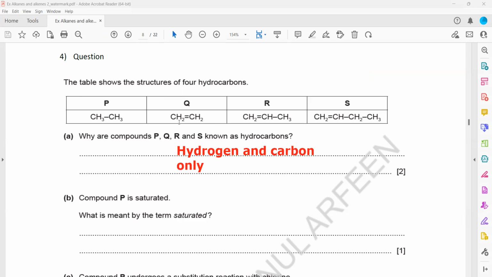Compound P is saturated. What is meant by the term saturated? Saturated hydrocarbons are those whose molecules have all single carbon-carbon covalent bonds. Good. So they have a single bond within the structure. That's why they are known as saturated. This saturated does not refer to solubility. It refers to the presence of only single bonds.